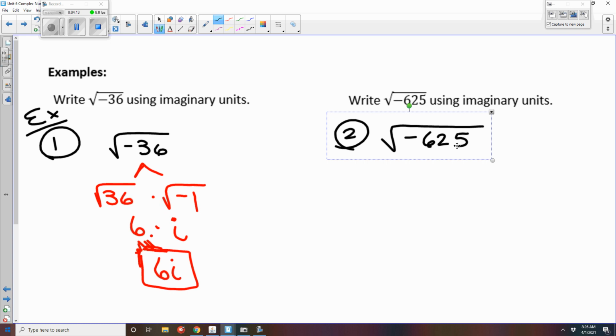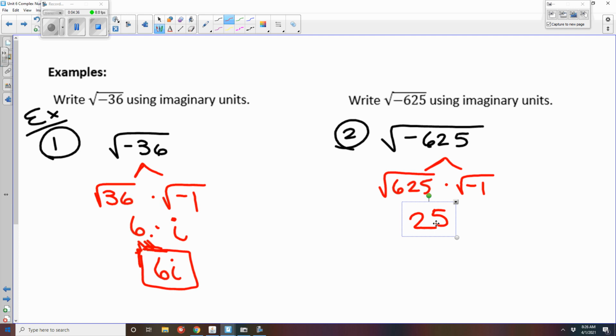So same bit as before. We're going to have to separate it out. So what do I separate it out into? You got the square root of 625 and the square root of -1. And now we just reduce it. What is the square root of 625? 25. You got it. And what did the square root of -1 become? And we're going to go ahead and write them side by side.